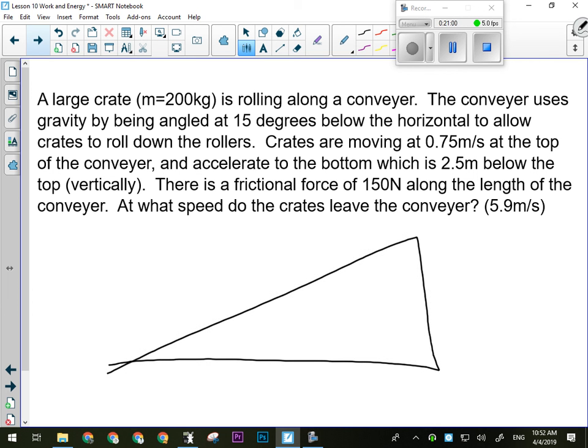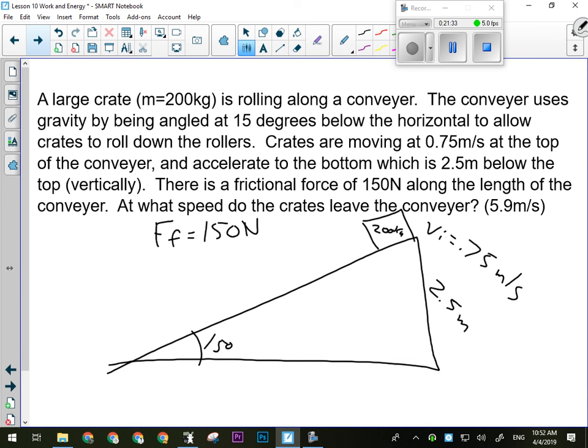Okay, so we got the crate, 200 kilograms. This is 2.5 meters. Vi is 0.75 meters per second. This is 15 degrees. And there's friction of 150 newtons.